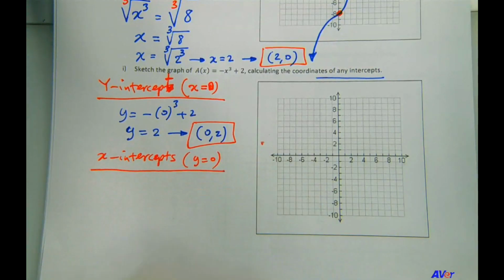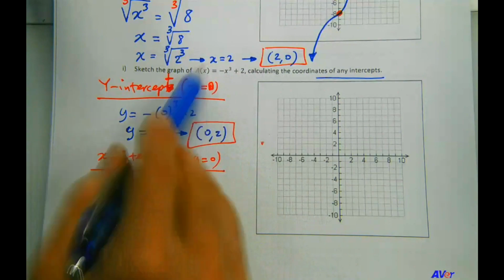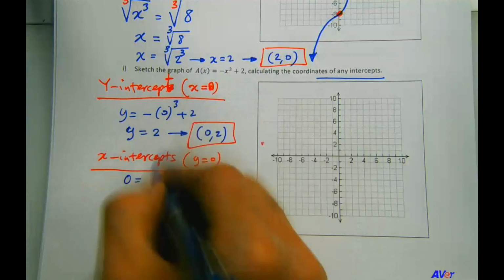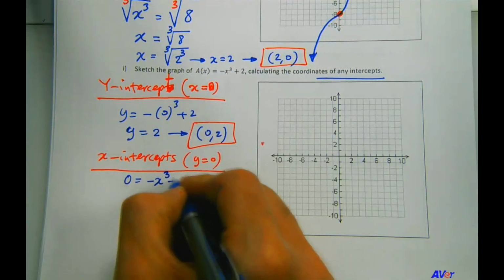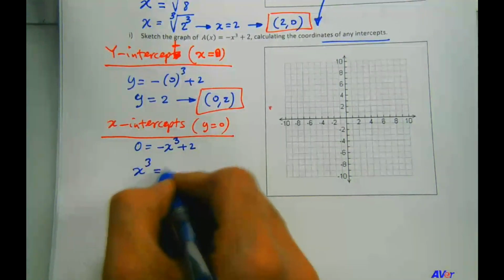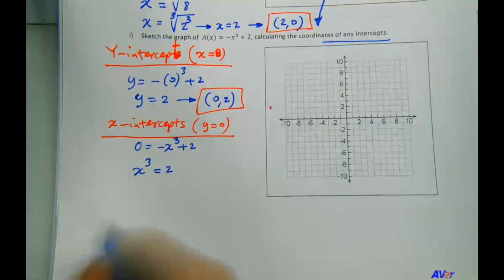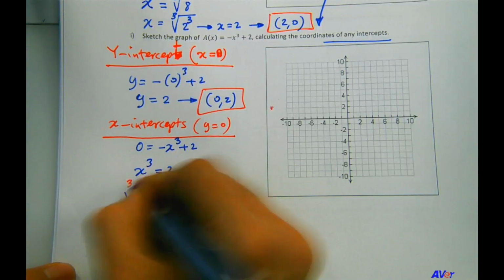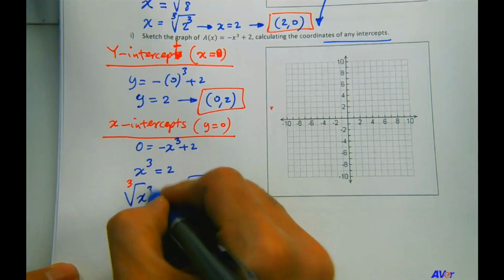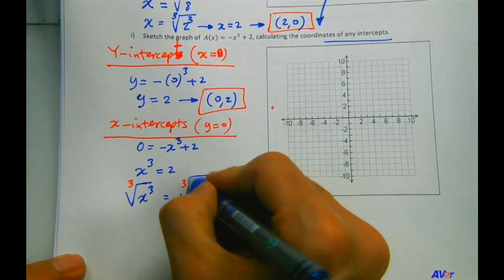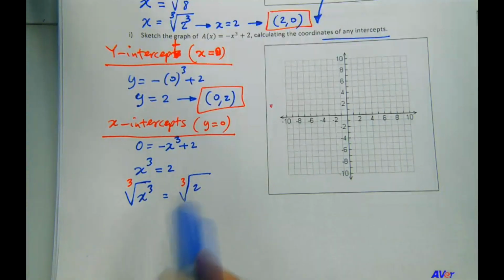Like that. So the x-intercepts are wherever the y value is equal to 0. So let's substitute for a of x or y with 0. Then minus x cubed plus 2. We're going to solve for x here. So x cubed equals 2. We have to take the third root of both sides, right? So the third root of x cubed and the third root of 2. Okay? So the third root, because we need to get rid of this third power.